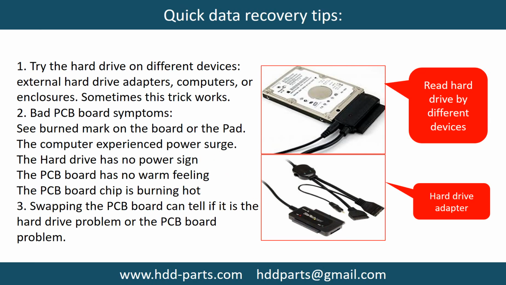There are some simple ways to recover data from a hard drive. One of them is to try to read the hard drive with different devices, like different external hard drive adapters, computers, or enclosures. Because different devices use different ways to read a hard drive, sometimes this trick works. Another way is swapping the hardware PCB board. Swapping the hardware PCB board can fix the problem caused by the PCB board. There is a cost in swapping the PCB board, but it is way cheaper than sending the hard drive to a data recovery firm.